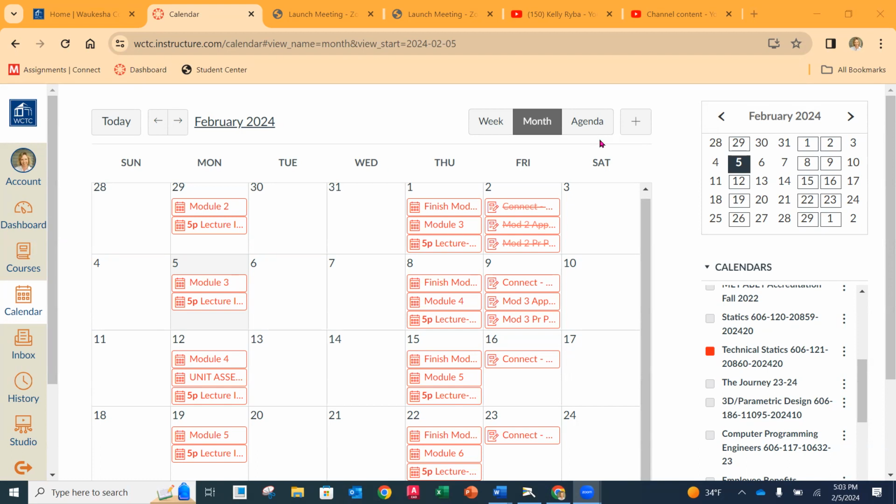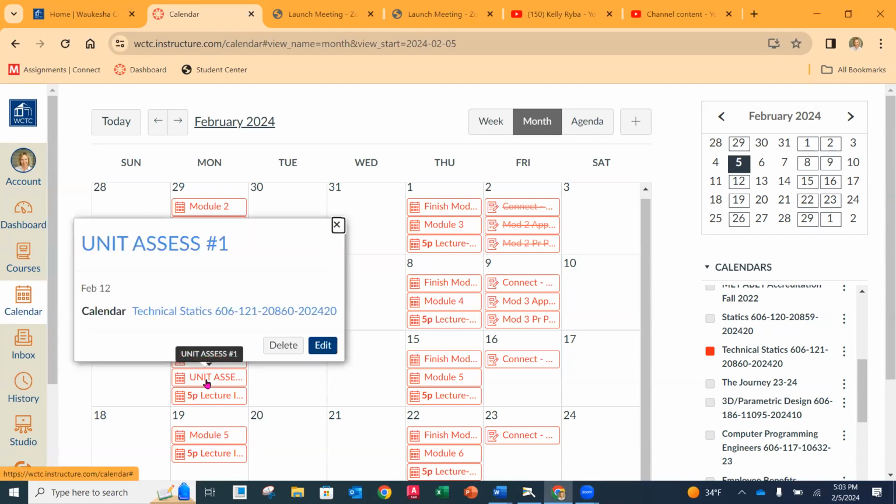what I have assigned for you in the application problems. But the question came up about our first unit assessment here, okay? Our unit assessment. So the unit assessment that we have is going to be on modules 1, 2, and 3, okay? Modules 1, 2, and 3.